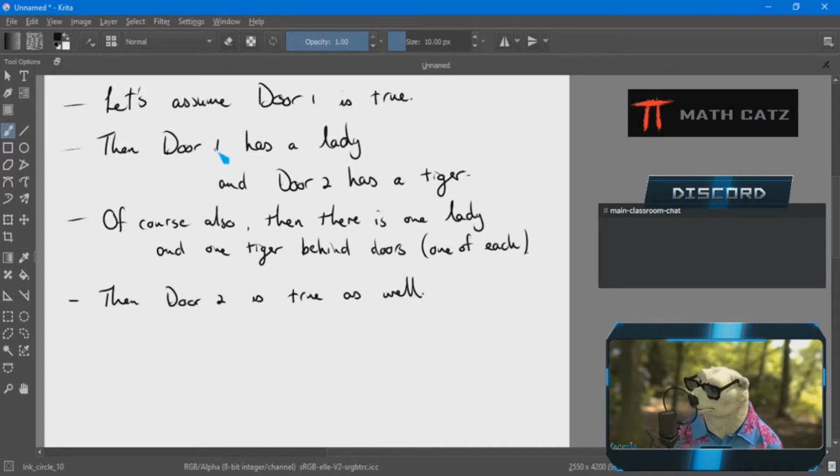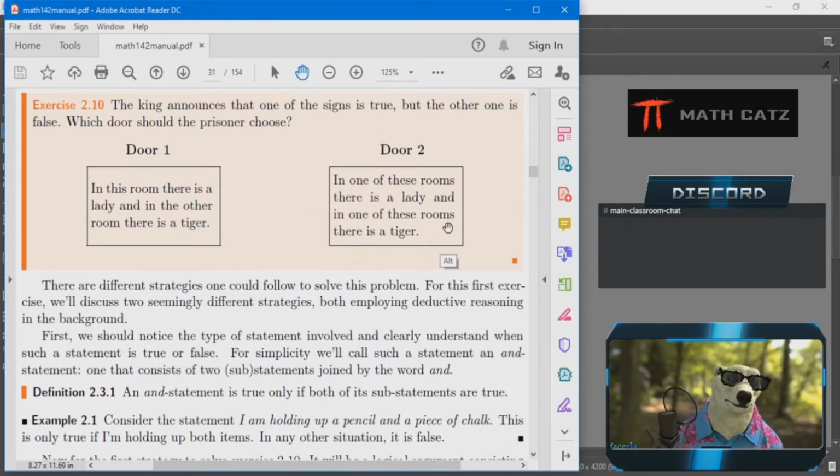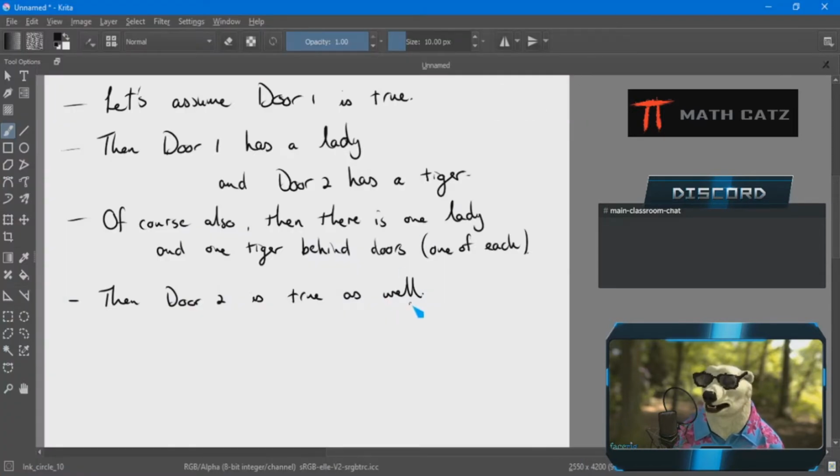Because if I have door one having a lady, door two having a tiger, then there is a lady and a tiger somewhere. And that is what door two is saying. That somewhere there's a lady and somewhere there's a tiger. Well, that's also true. Is everyone happy that door two is true as well? If I follow this thread and see where it leads me. For this puzzle especially, silence is not gonna cut it. All right. And if it doesn't, you have to say something. Yes.